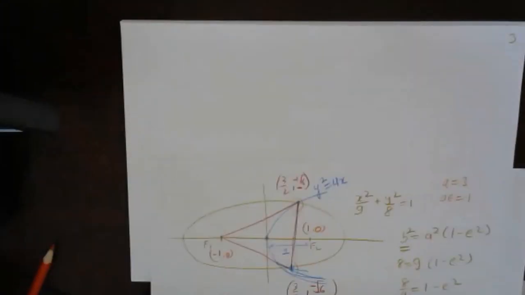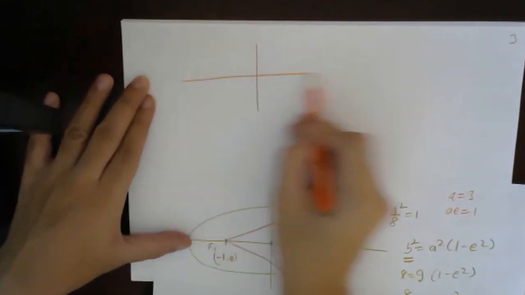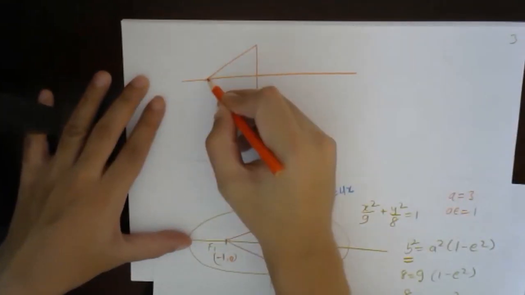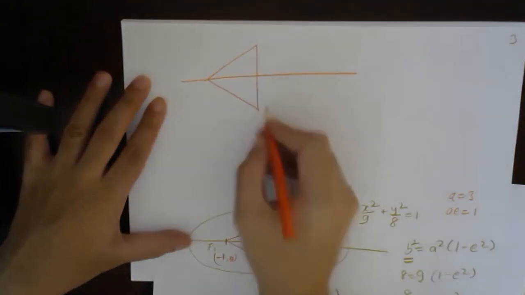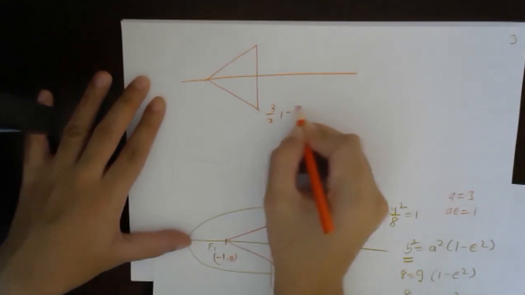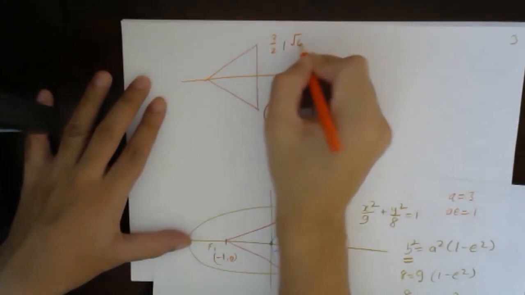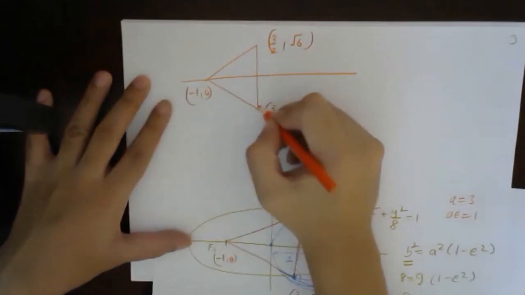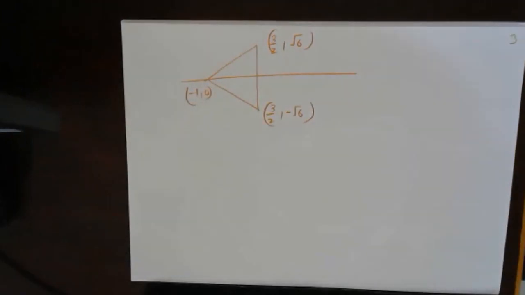Fine. Okay. So I will draw the triangle once again. So this triangle was something like this. This point is 3 by 2 comma minus root 6. This is 3 by 2 comma root 6, and this point is minus 1 comma 0. You have to find the orthocenter of this triangle.